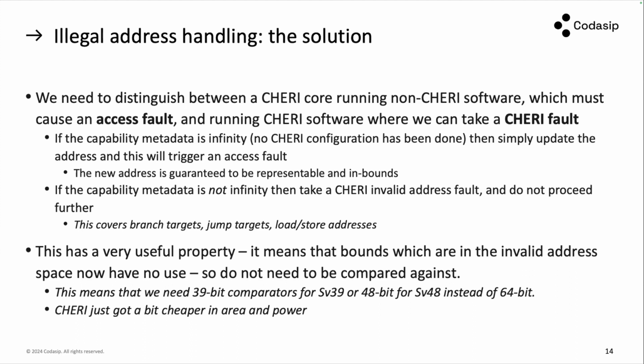which means that there's now no advantage in having bounds in the invalid space at all, because you can never successfully dereference, which means that we can make the comparators smaller. So for when we're doing bounds checks, so for SV39, we only need 39-bit comparators, whereas previously you needed full 64-bit comparators. And if you're issuing multiple loads and stores in parallel, that's quite a big saving. That was months of work, summarized in 2 minutes.